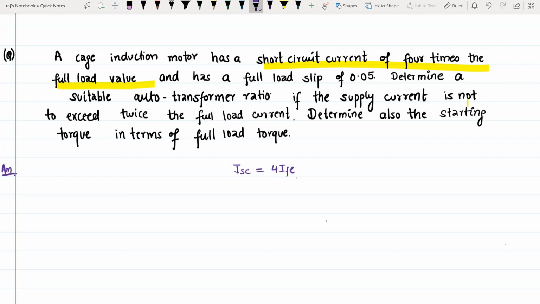Okay, and full load slip is given as 0.05, S is given as 0.05. Determine a suitable auto transformer ratio. Okay, if the supply current is not to exceed twice, यानी कि supply current at the starting, that should be maximum 2 IFL.